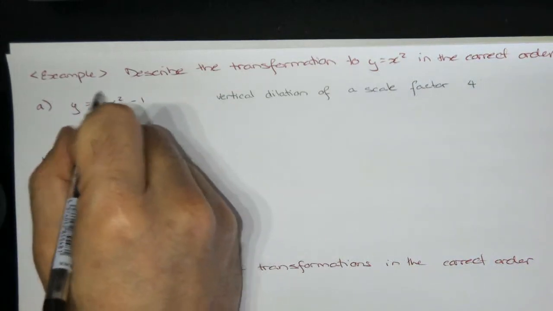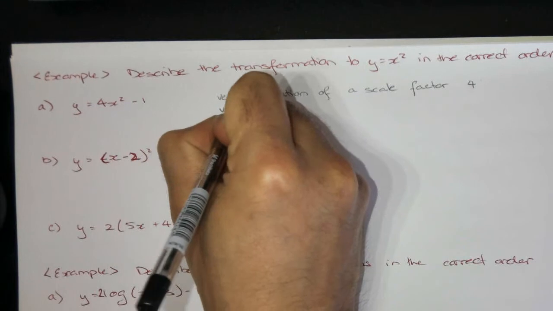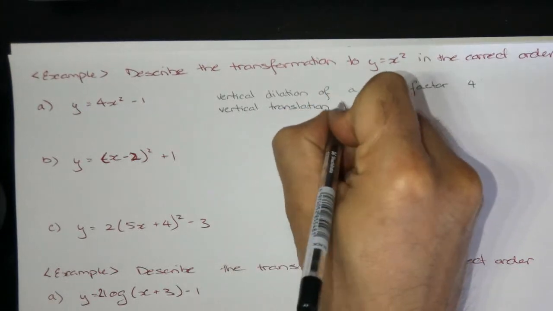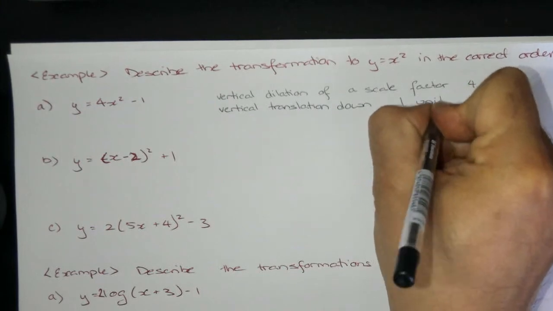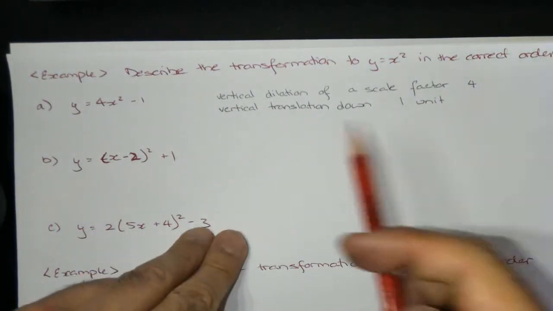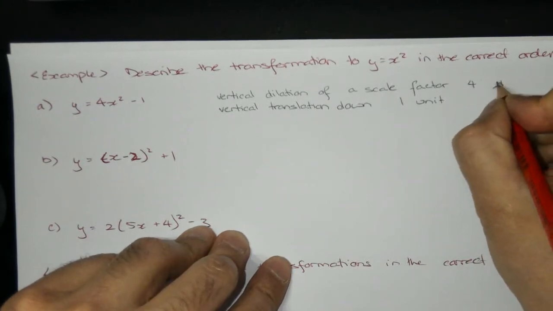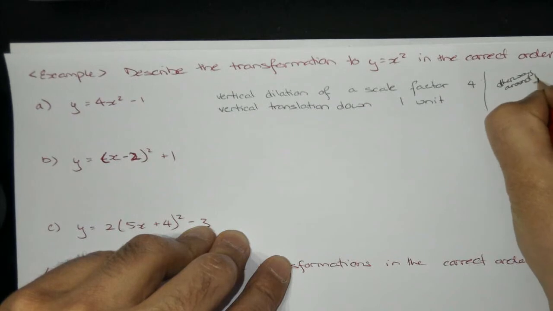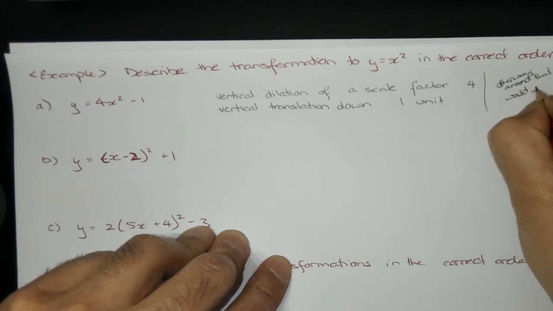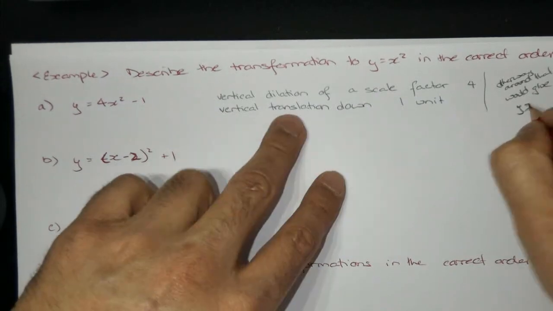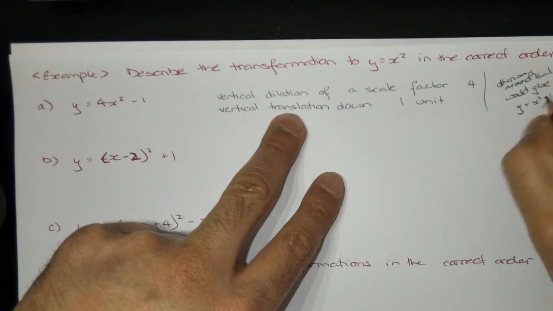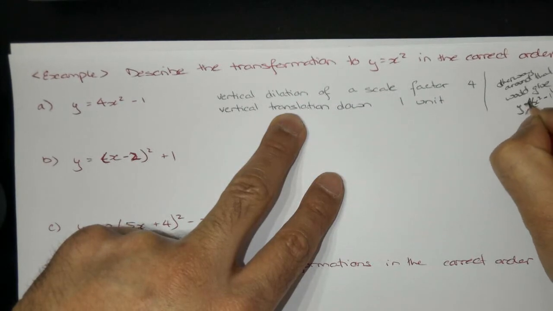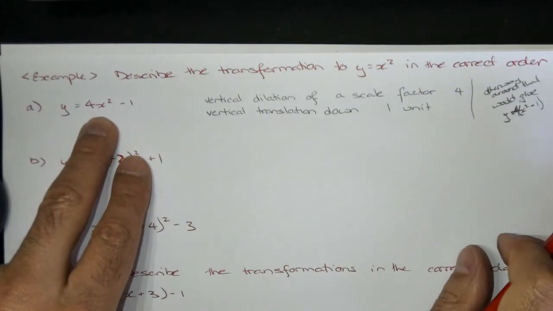Yeah, and then we're going to translate that whole function down. Yeah, because remember, if we did it the other way around, that would give us, if we translate it down, x squared minus 1, and then it will have a 4 out the side. Okay, which is not what we want.